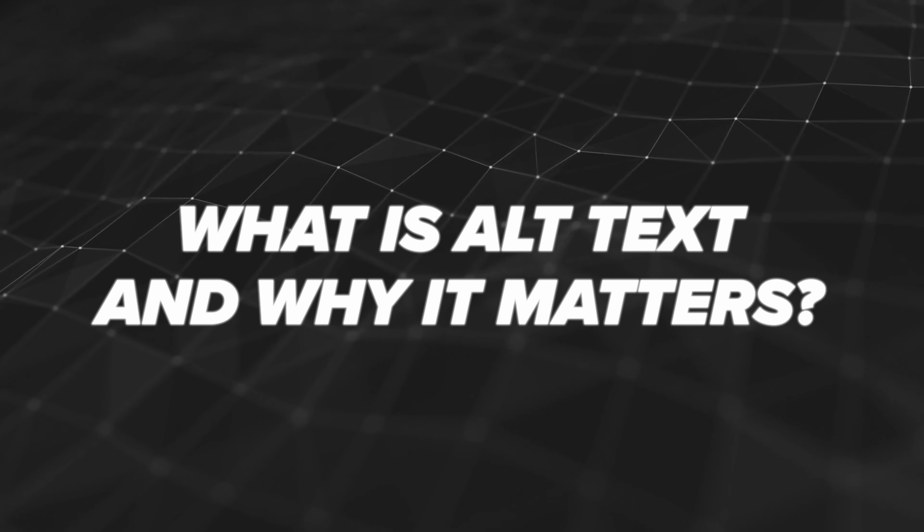Now, what is alt text and why does it matter? Let's start from the beginning. Alt text, short for alternative text, was originally designed for accessibility. It's the text that describes what's happening in an image so that screen readers can read it out loud for visually impaired users. But platforms like Instagram, LinkedIn, Facebook, even Google actually use alt text as a way of understanding what your image is about.